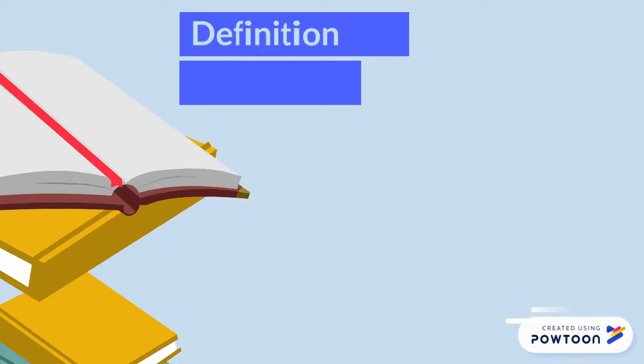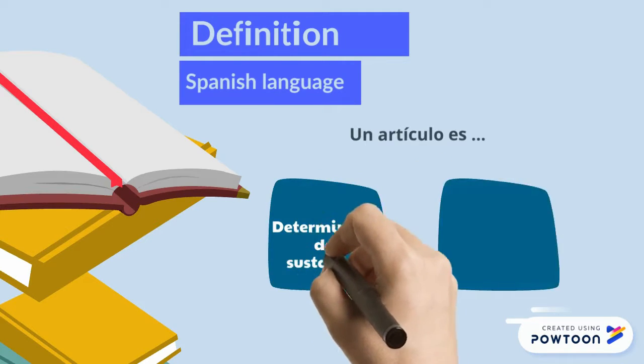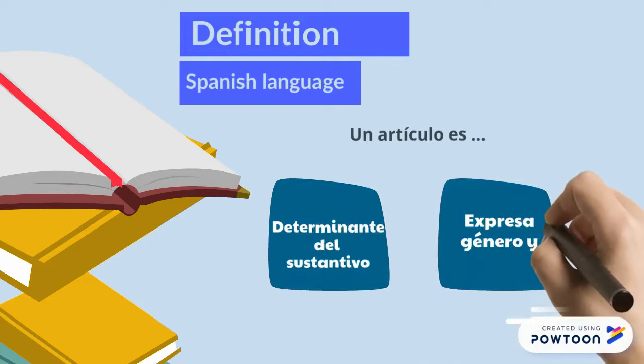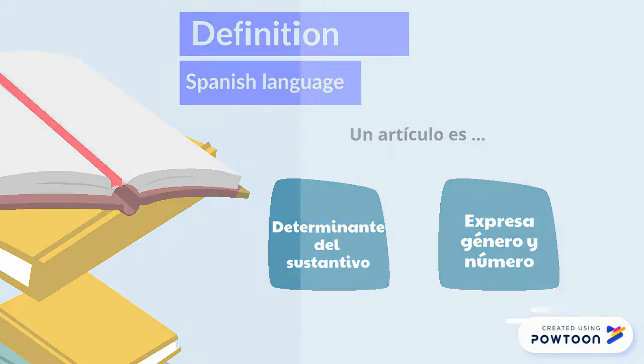On the other hand, in the Spanish language, un artículo es un elemento determinante del sustantivo que además se ocupa de expresar el género masculino o femenino y el número plural o singular del nombre objeto en cuestión.